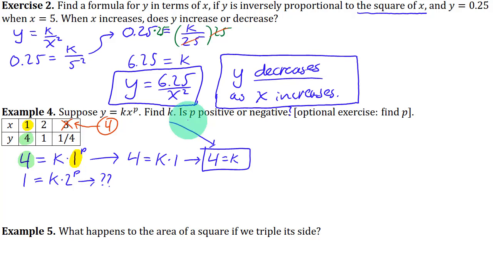So let's answer the question, is p positive or negative? Let's look at some of the examples we had before. Like with exercise 2, this wasn't written as k times x to the p, but you could write it like y equals 6.25 times x to the negative 2. That means the x squared is in the denominator of a fraction. That's what a negative exponent means. And in that case, if p is negative 2, that makes y decrease.